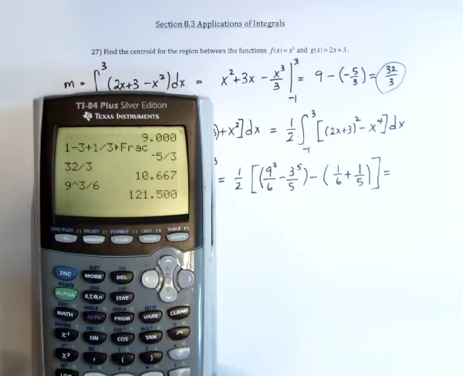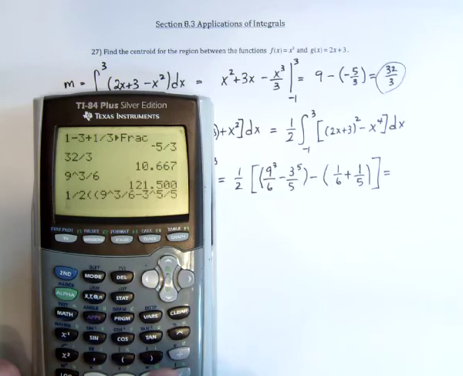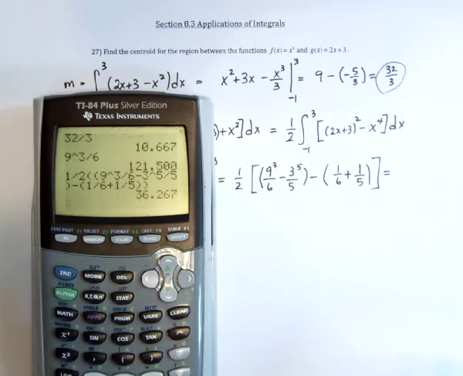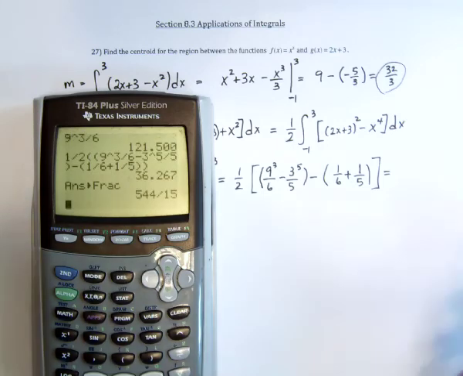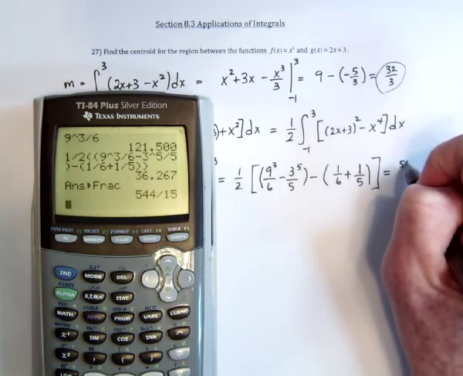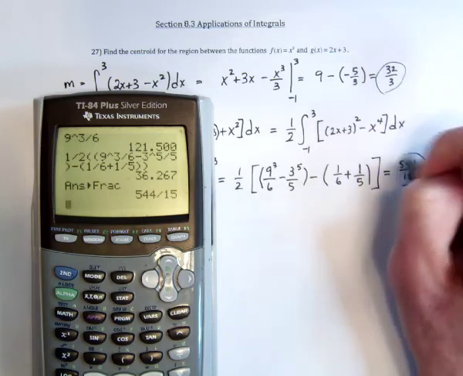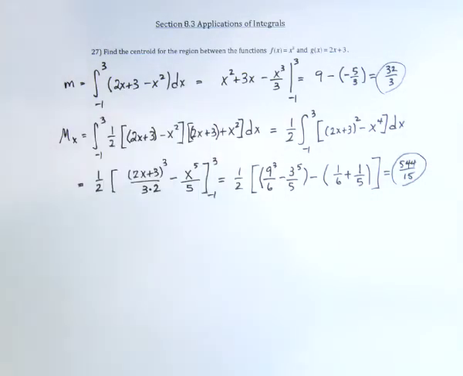Okay, now it's a good time for the calculator. Let's see, we've got 1/2 times 9 cubed divided by 6 minus 3 to the 5th divided by 5. And then subtract from that 1/6 plus 1/5. And to be consistent, since I'm working in fractions, 544/15. All right, just one more integral to go.